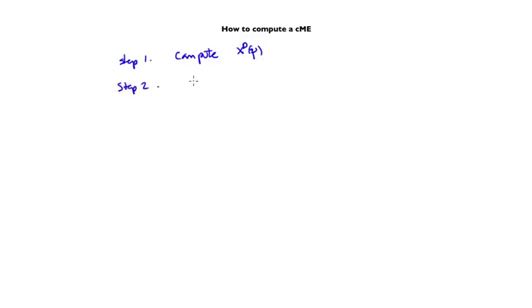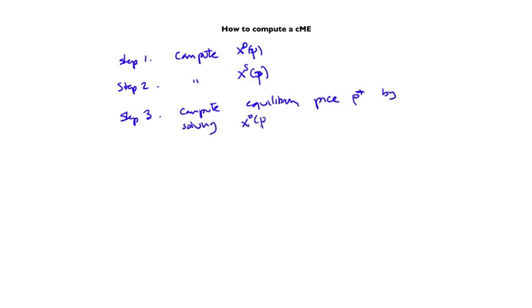Step two, you want to compute the aggregate supply function, xs of p. How do you do that? You compute the individual supply curves, and then you add up horizontally. Step three, you compute the equilibrium price, p star, by solving the equation xd of p equals xs of p. You find the price that clears the market.